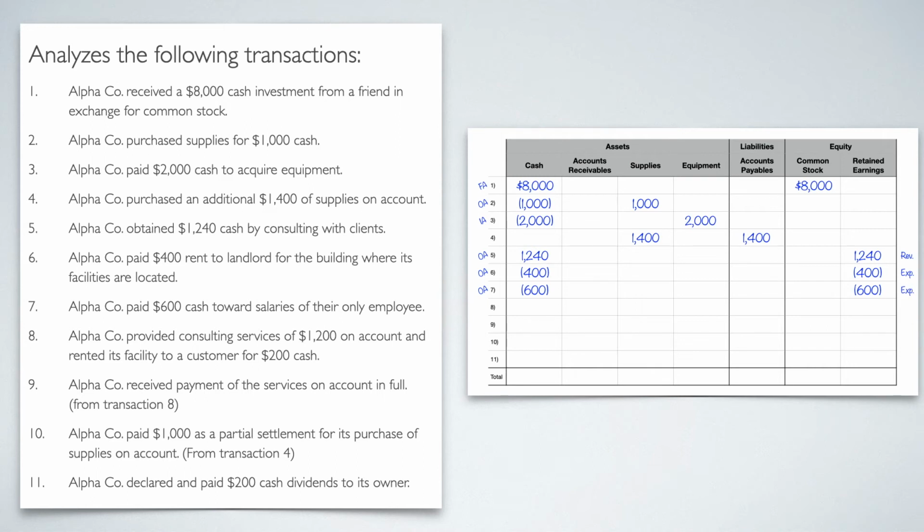And I know this is a lot, but like I said, this is getting us ready for the next step too, so you don't have to come back and read all these things. So let's look at transaction 8. Alpha Company provided consulting services of $1,200 on account and rented its facility to a customer for $200 cash. So there's a couple things happening here.